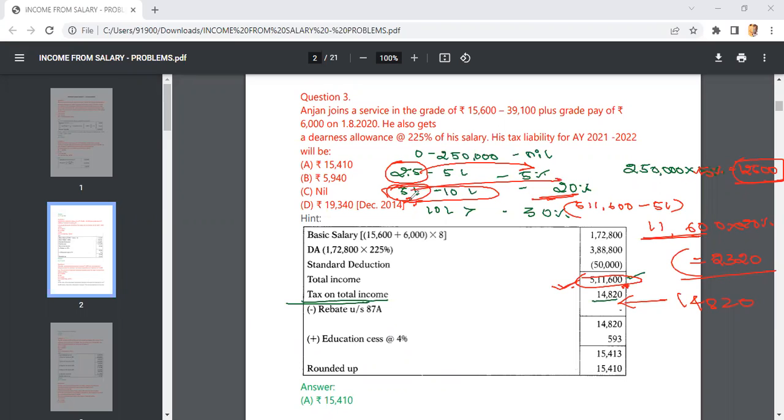Okay? Why? Because I'm doing minus here. In this slab rate only, I get my amount of 5,11,600. So for that, 5 lakh and 5,11,600, minus, I get 11,600. On that 11,600, if I put 20%, I get 2,320.